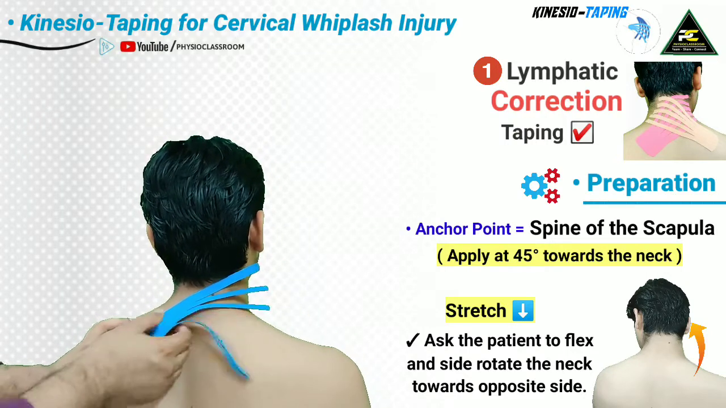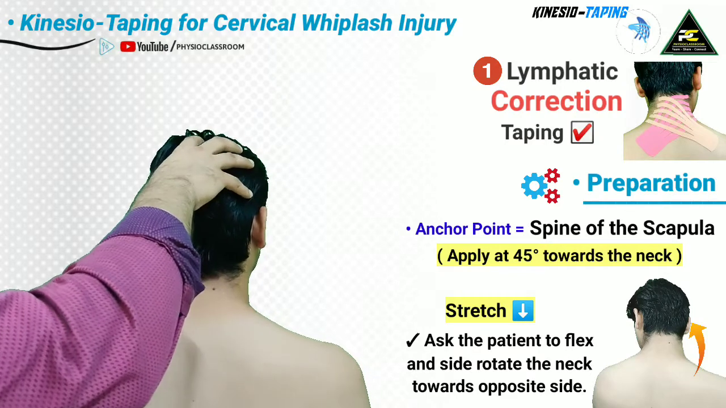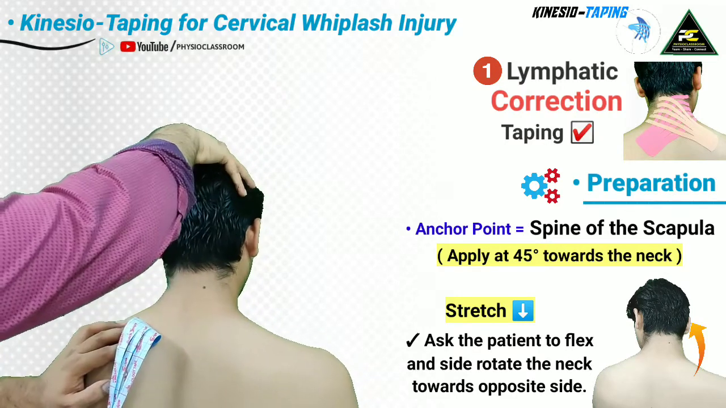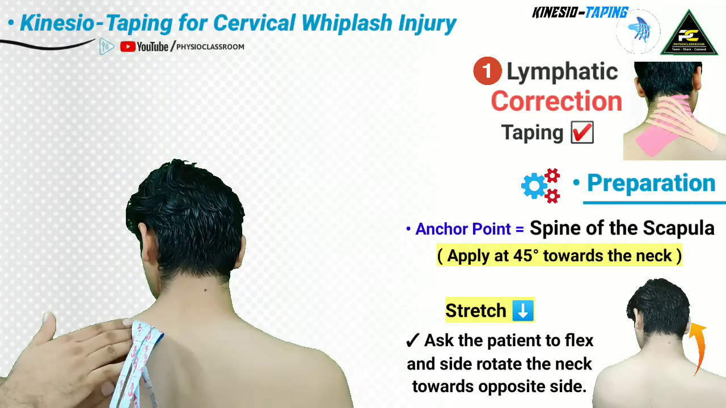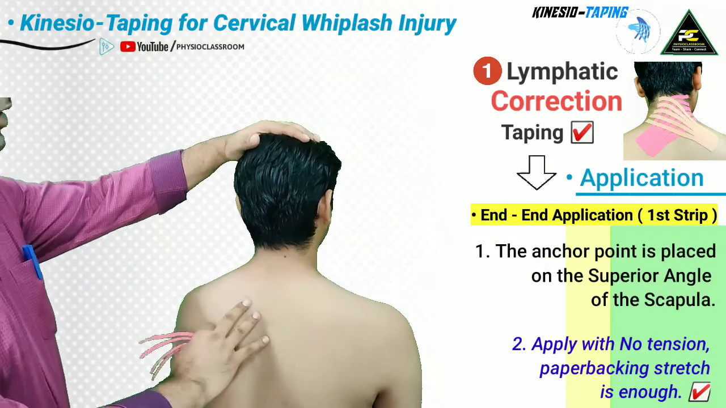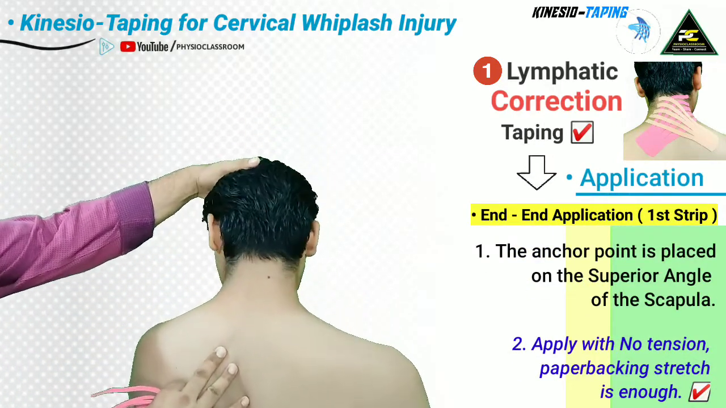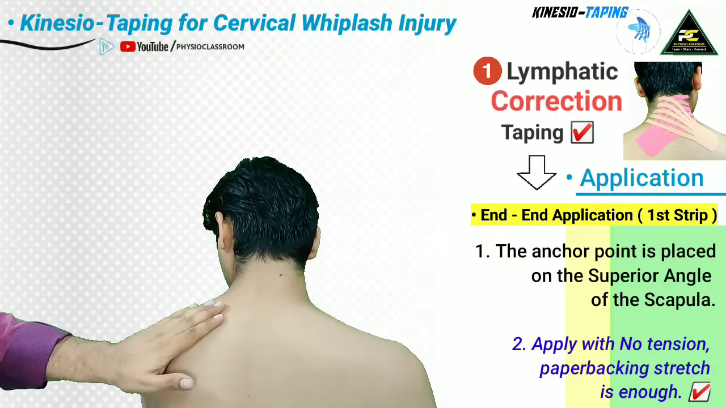And before application, what we have to do is we have to stretch the overlying skin, and therefore we are going to ask the patient to flex and rotate towards the same side from where we are going to start our tape application. So first ask the patient to gently flex the head and neck and rotate it towards the left side, as we are going to first start from the left side.